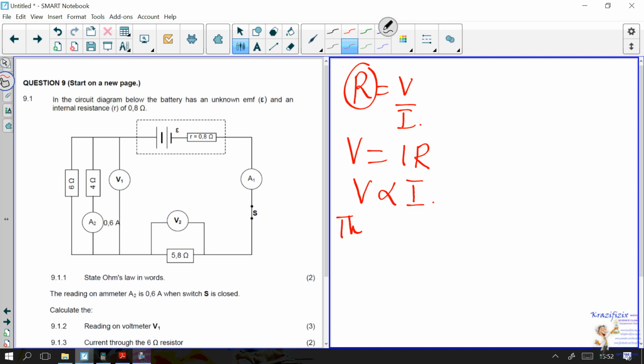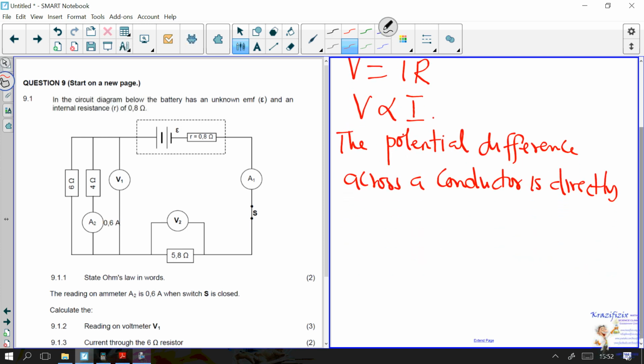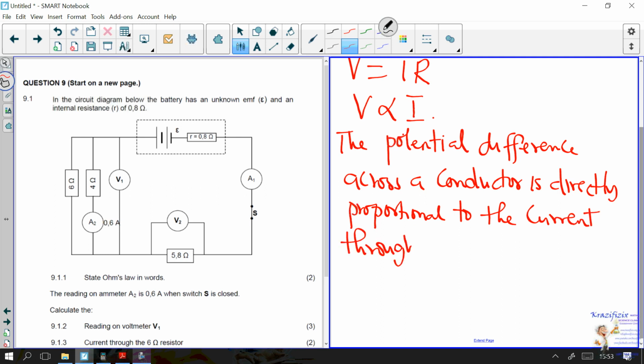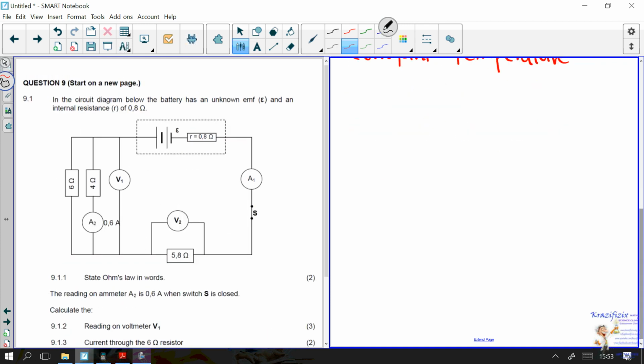So just state that the potential difference, it doesn't matter, you can start from saying the current, both are acceptable, in a conductor or across a conductor is directly proportional to the current through the conductor. Now, what is constant? At constant temperature. That's 2 marks. All your laws are 2 marks, and you must state them accurately.